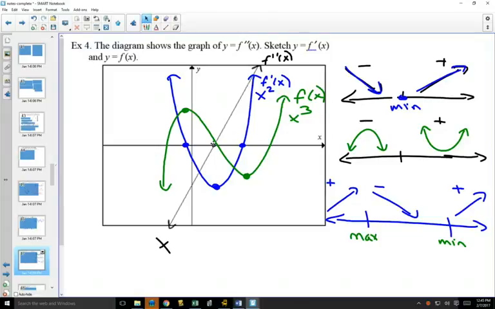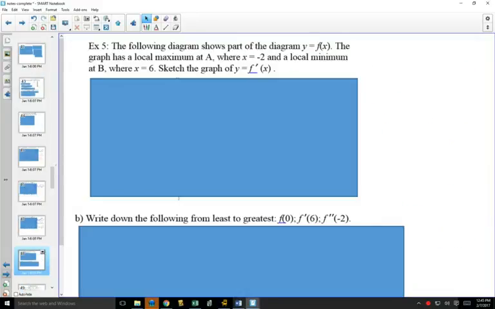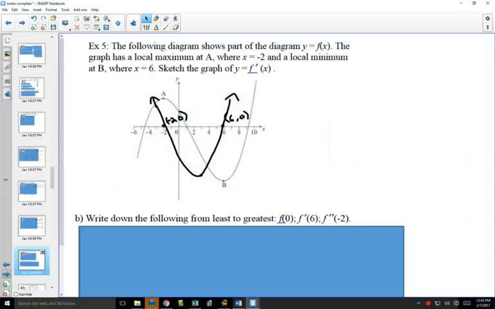All right, we've done a couple of these on your own. Let's work through example 5 together. So for 5, you have the diagram where A is a maximum and B is a minimum. You've got the x-coordinates where that happens. Sketch the graph of the derivative. Well, you would know then that at -2 and at 6, since that's where our maximum and minimum are, those would be equal to 0.